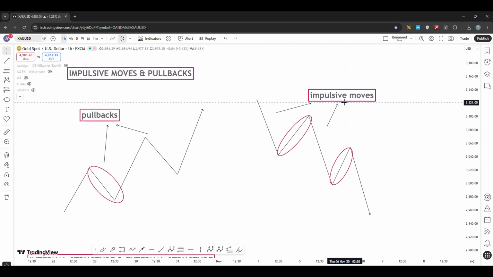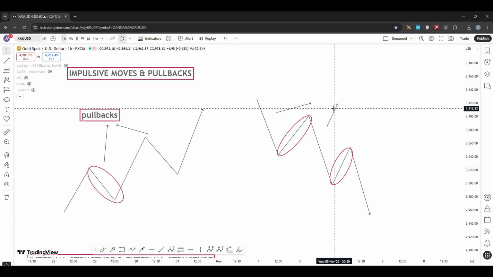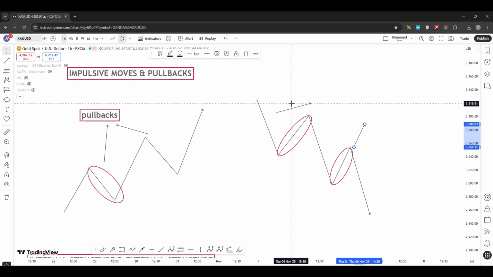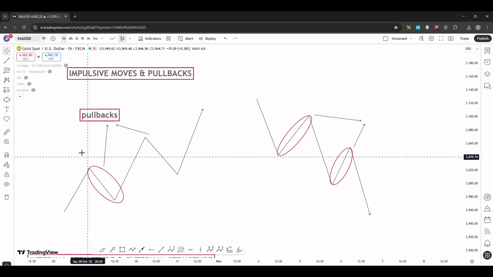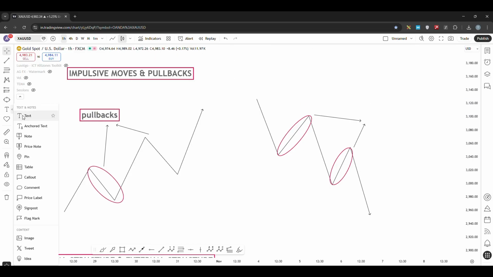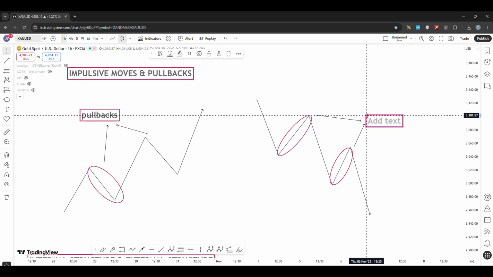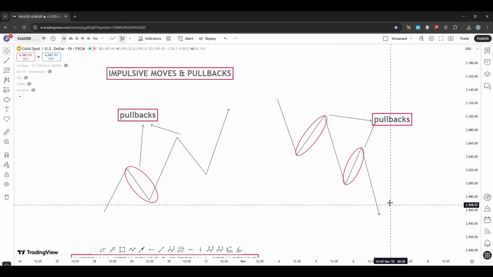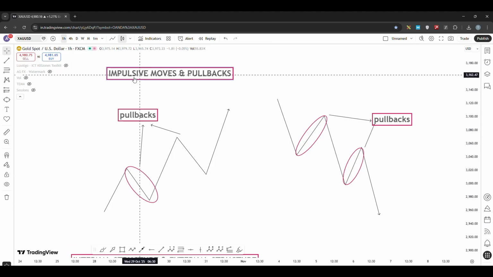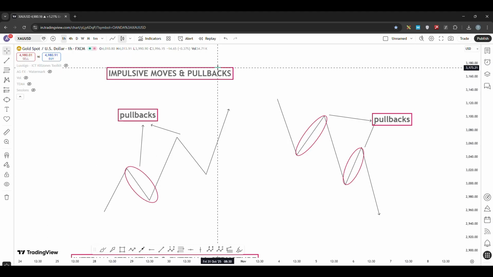Okay guys, very simple stuff once again, but very important stuff. Very basic but important stuff. You have to understand the basic things to understand the advanced things, right? So you have to understand the basic stuff, and that's why we're studying this. So these will be called pullbacks when the market is in a downtrend. So you've understood what impulsive moves and pullbacks are.